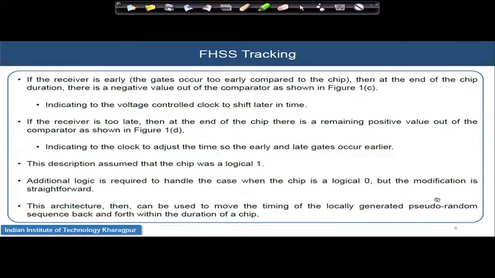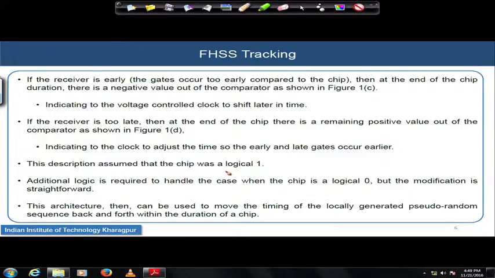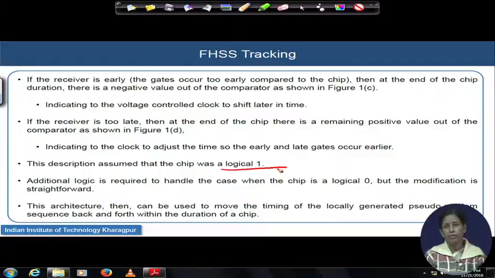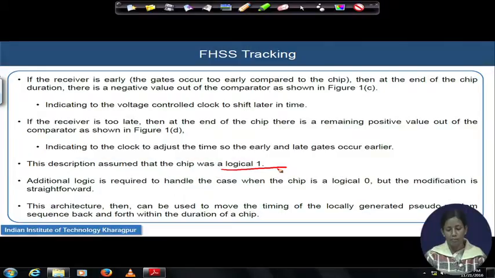This whole description that we have done is based on the logical value 1, where the chips are actually taking a positive voltage and they are of rectangular shape. You may need some additional logic if you try to do the same thing with the logical value 0, but that is a very trivial modification, and the architecture will almost be the same.